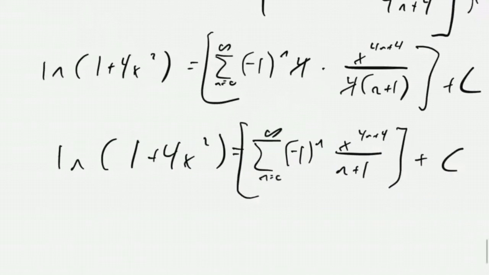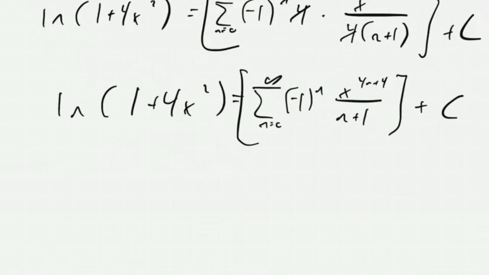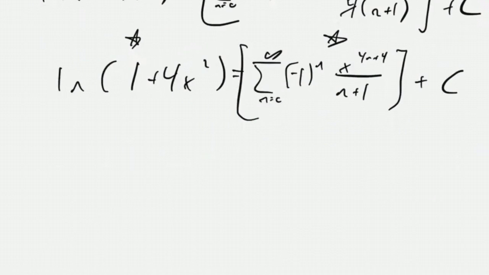Okay, how do we figure out what this plus c is? I'm going to plug something into both sides of my equation for x. A good choice is usually 0. If I plug 0 into the left side, I get ln of 1, which is 0.